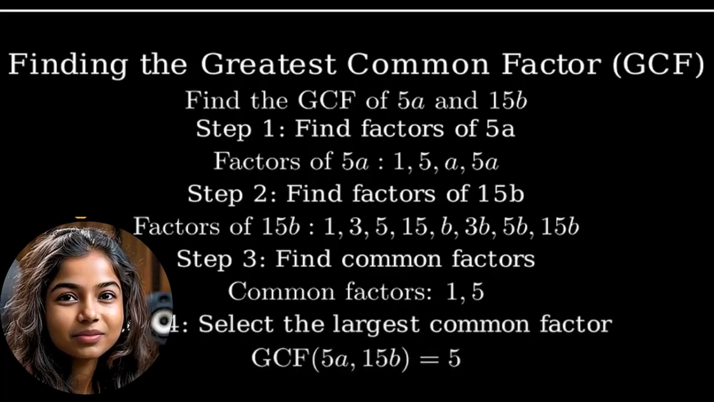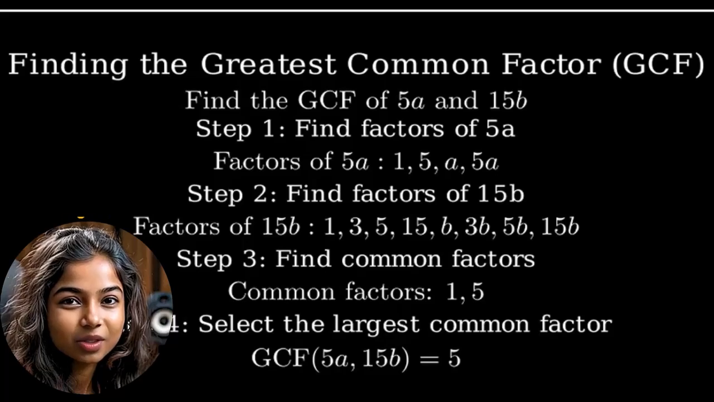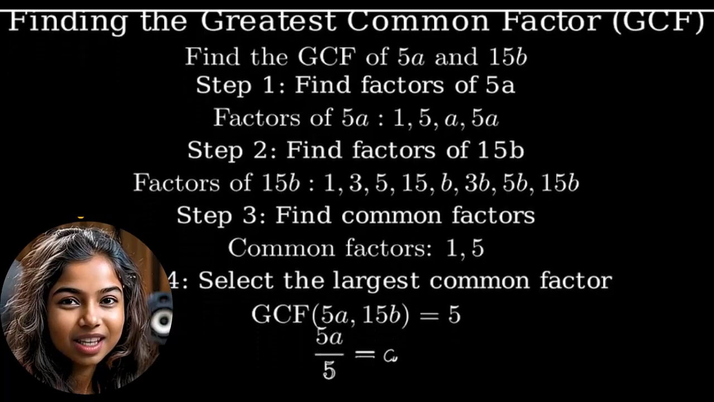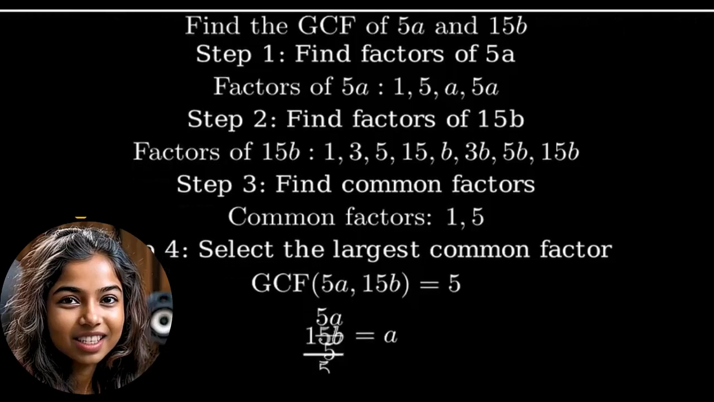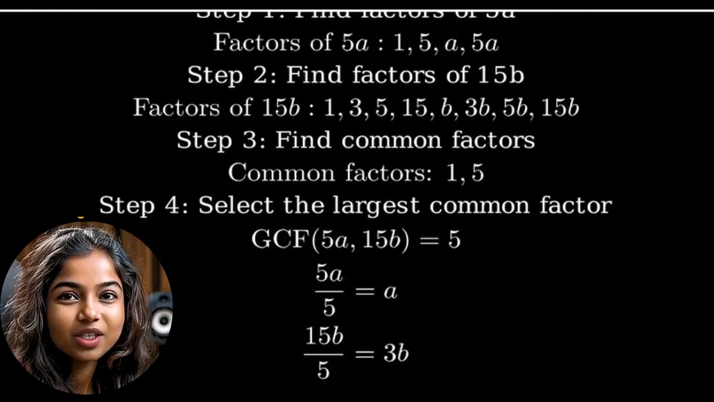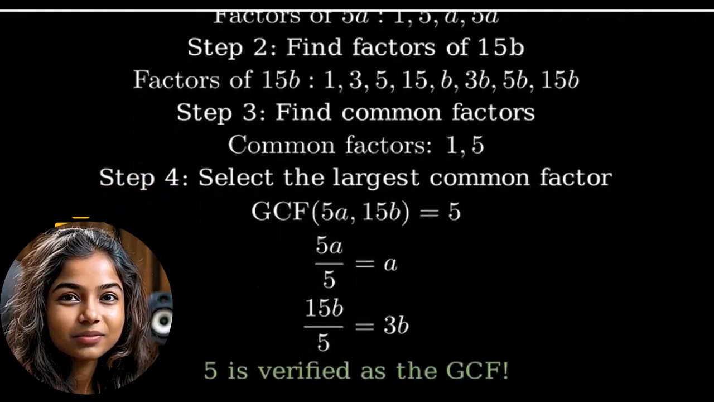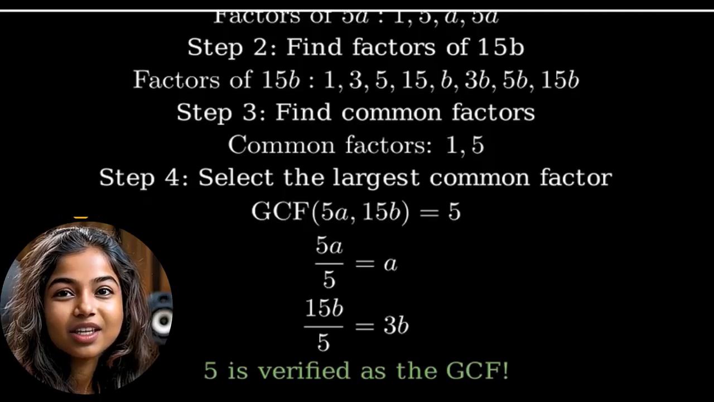Let's verify this is correct by showing that 5 is indeed a factor of both expressions. 5a divided by 5 equals a. 15b divided by 5 equals 3b. Since both divisions result in algebraic expressions with no remaining numerical factors, 5 is confirmed as the greatest common factor.